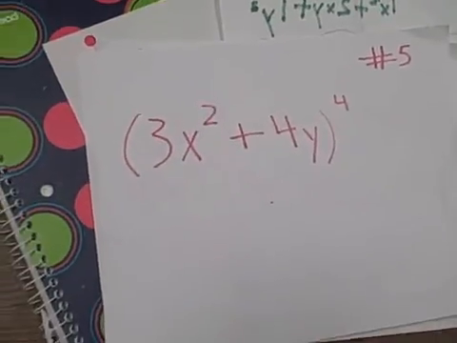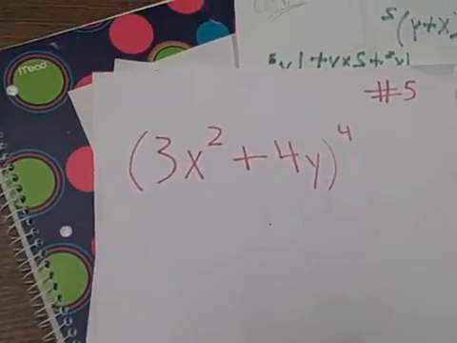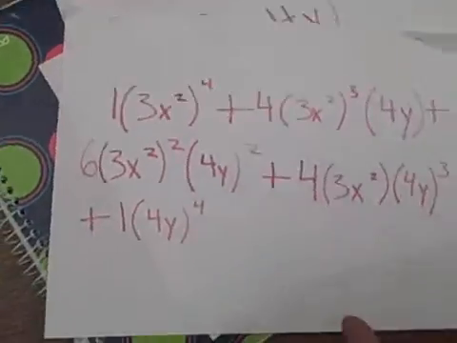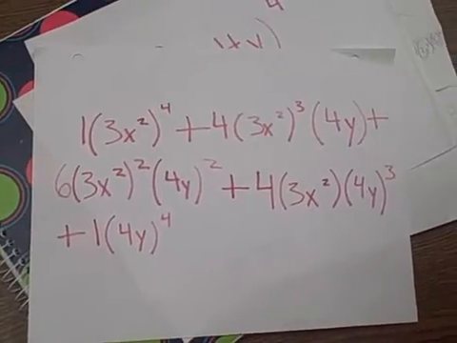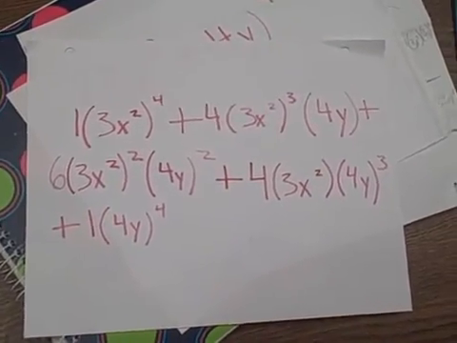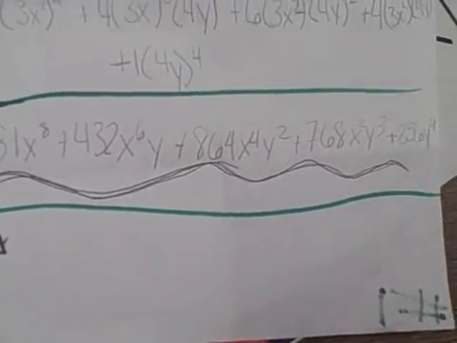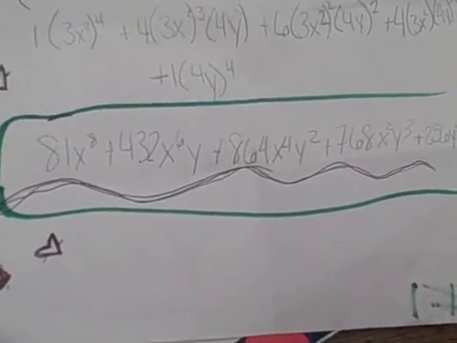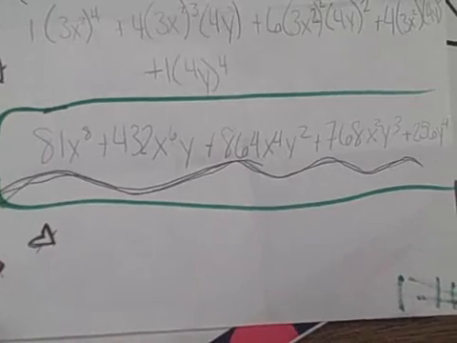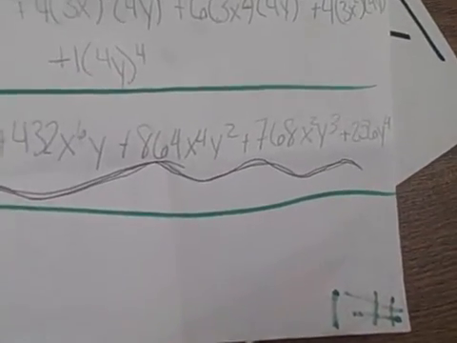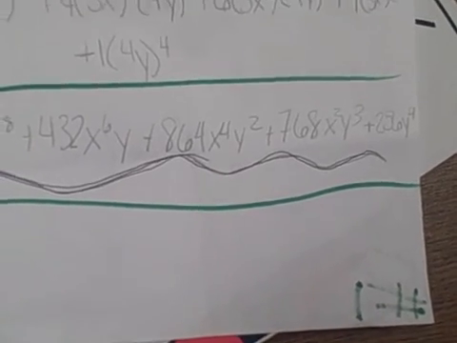When you have the x's, you see it squared. So you're going to have to progress the rest of the way through and put in your coefficients, and you'll get this right here. And that simplified would be 81x to the 8th plus 432x to the 6th y plus 864x to the 4th y squared plus 768x squared y to the 3rd plus 256 y to the 4th.